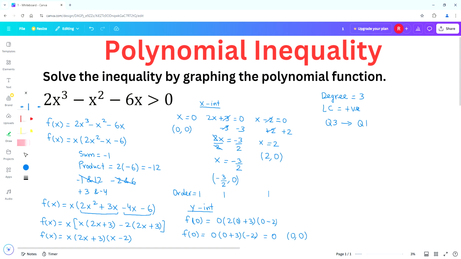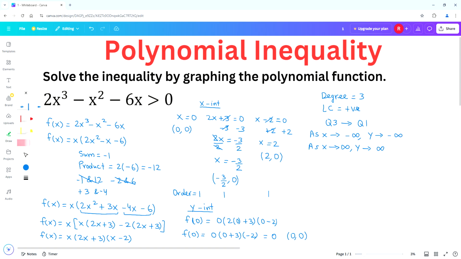Another way to write this end behavior is as x approaches negative infinity, y approaches negative infinity, and as x approaches positive infinity, y approaches positive infinity.